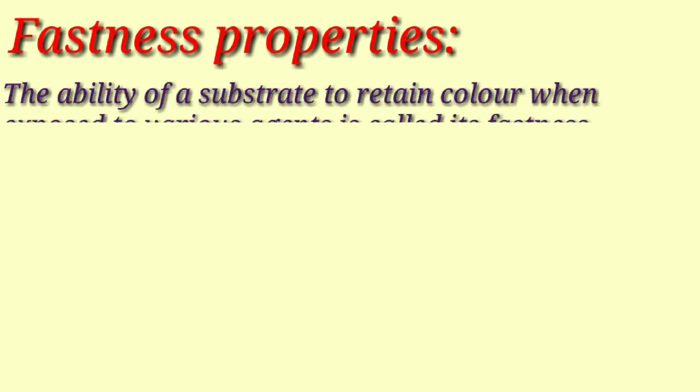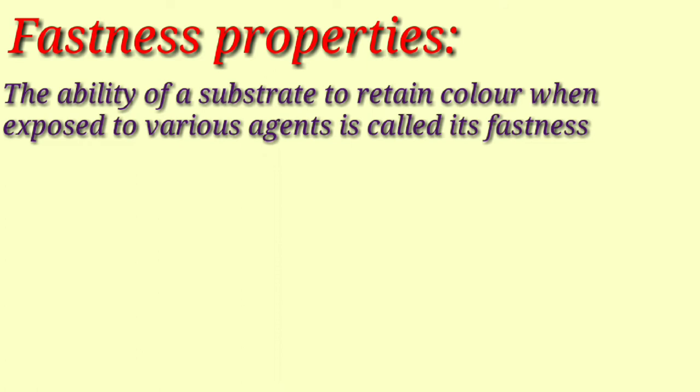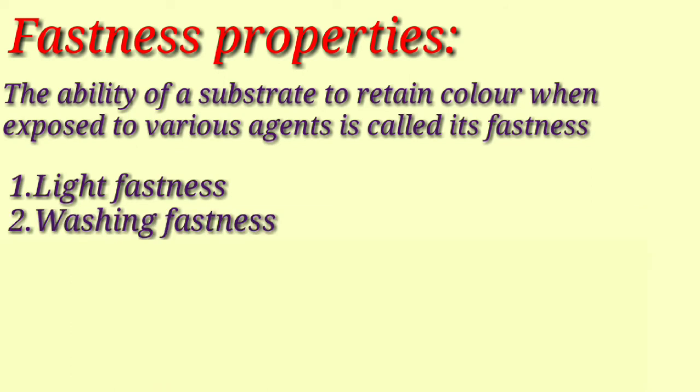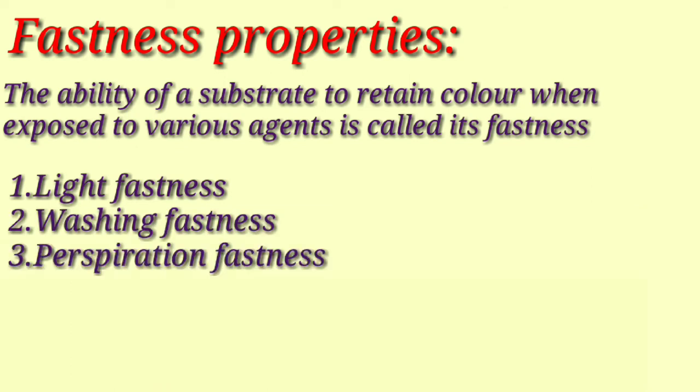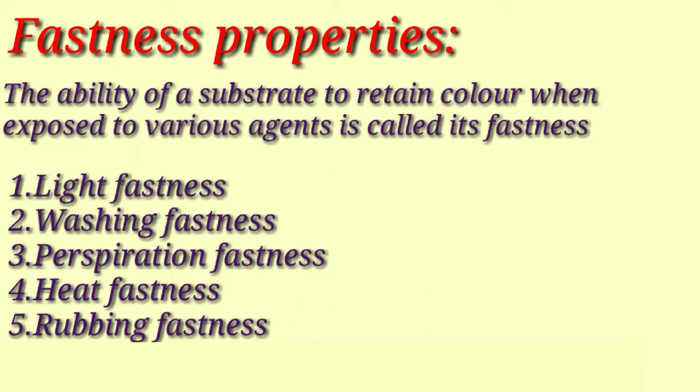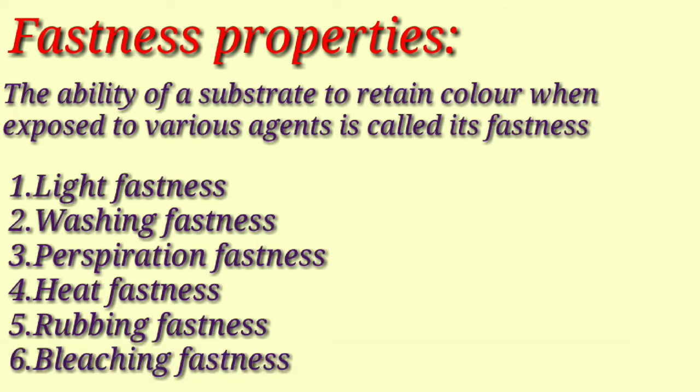Next is fastness properties. The ability of a substrate to retain color when exposed to various agents is called its fastness. There are 6 important properties. First is light fastness, second is washing fastness, third is perspiration fastness, fourth is heat fastness, fifth is rubbing fastness, and sixth is bleaching fastness. So, let us discuss one by one.